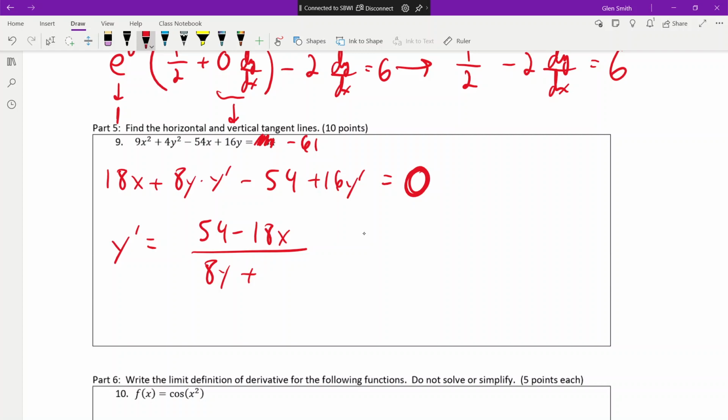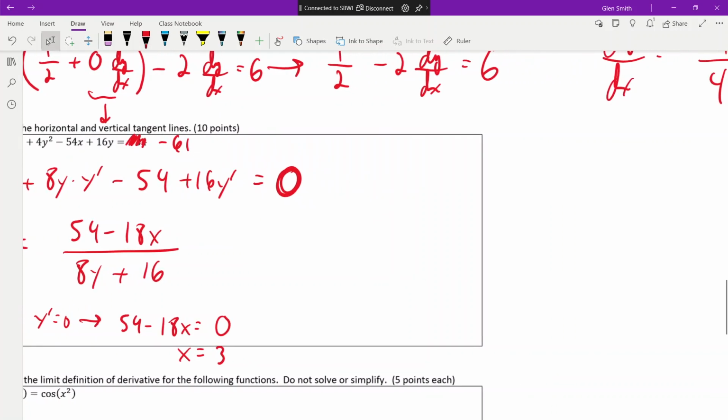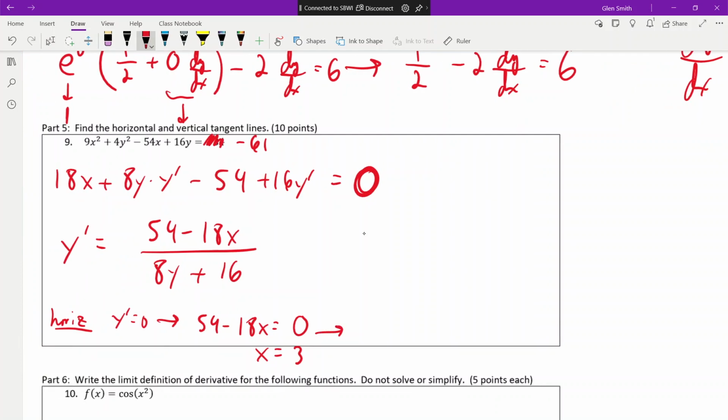Okay? If you solve that for y prime, hope we're okay, we get 54 minus 18x over 8y plus 16. All right? So, to get horizontal, I need y prime to be 0. That's going to happen when 54 minus 18x is 0. And that happens when x is 3. Look how I labeled it. Horizontal. I showed my work. X equals 3. And a lot of times that's totally fine.